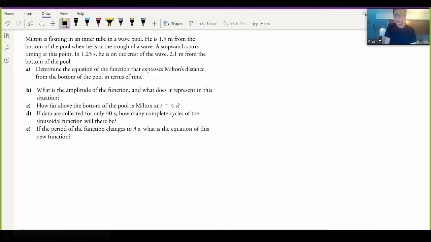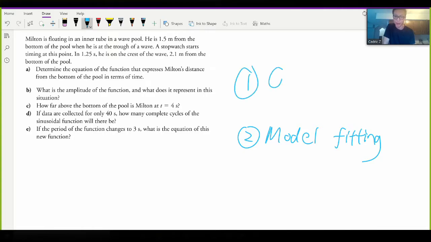And this time you're given nothing but words. So essentially, if what we did last time was called model fitting, given a graph, now this time you simply need to add one more step, which is actually graphing it. What kind of behavior do you need to model? So let's go over this question together.